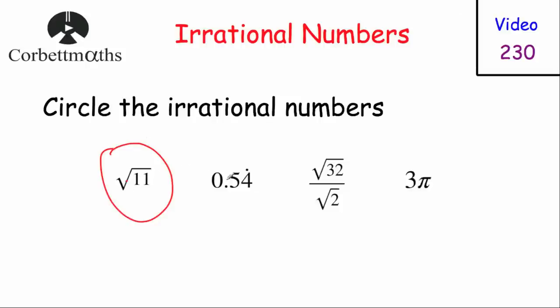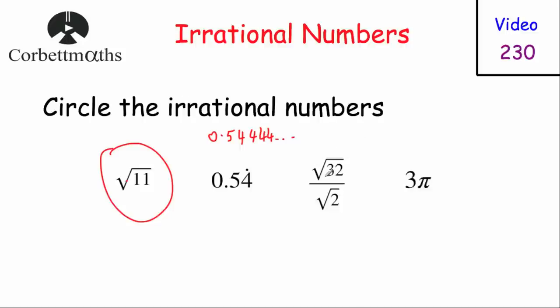Okay, next one, 0.54 with a little dot above the 4. That is actually the number 0.5, and because it's got a dot above the 4, it means the 4 carries on, so that would be the number 0.54444 and so on. We can actually write recurring decimals as fractions, so that is rational, so it's not irrational.